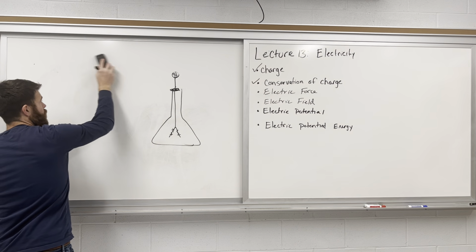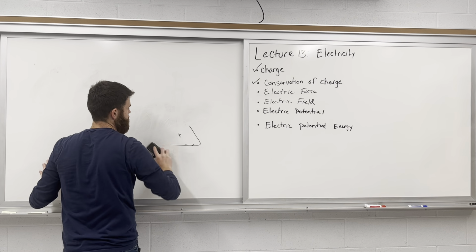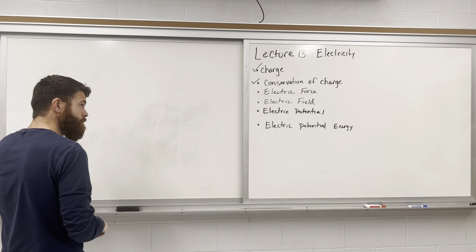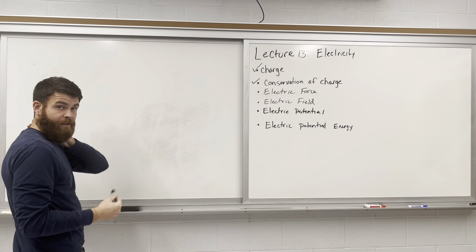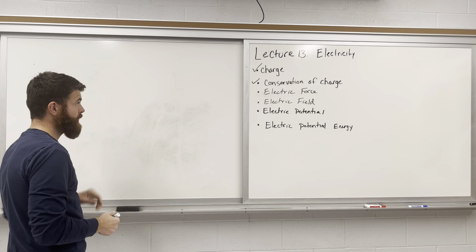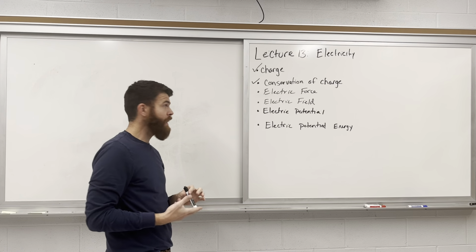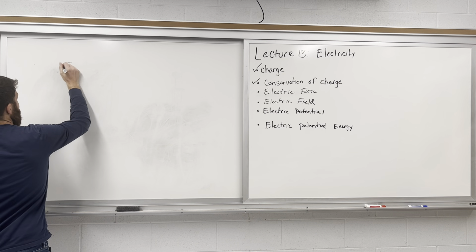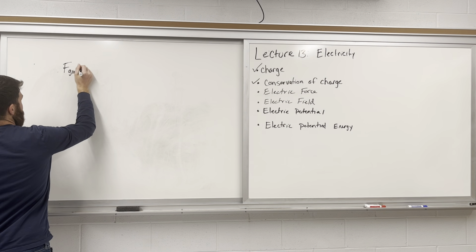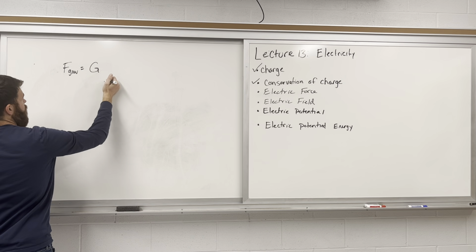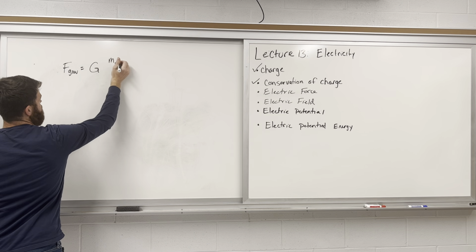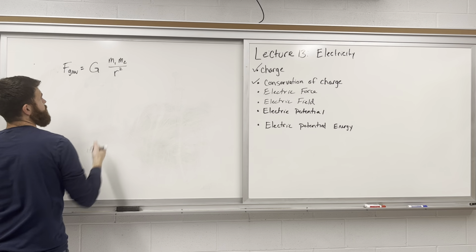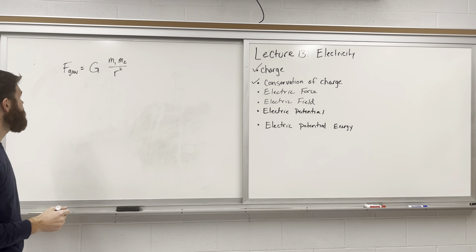So how do we quantify this electric force? Well, a physicist named Coulomb figured out what the electric force is, and it's very similar to the gravitational force. We know the force through gravity is equal to the gravitational constant times the mass of object 1 times the mass of object 2, divided by the distance between their centers squared.